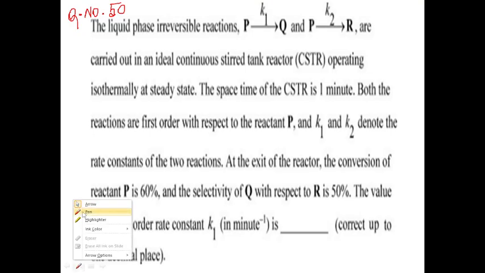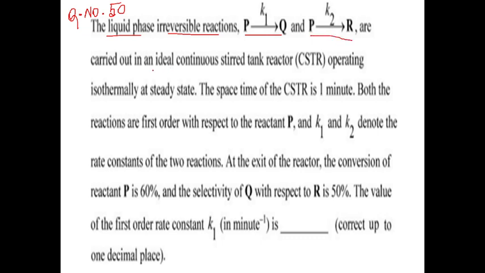Question number 50. The liquid phase irreversible reactions P gives Q and P gives R are carried out in an ideal continuous stirred tank reactor, that is CSTR, operating isothermally at a steady state. Isothermal means constant temperature. The space time of the CSTR is 1 minute, that is tau. Tau is equal to 1 minute.